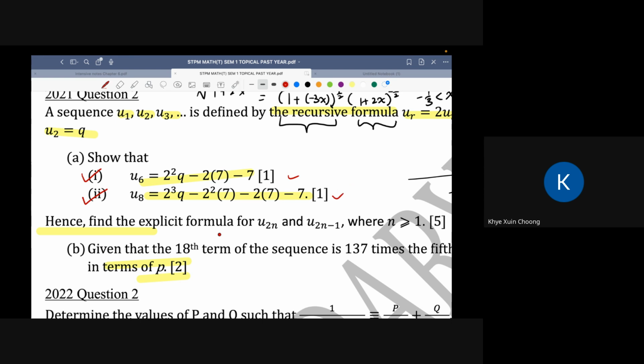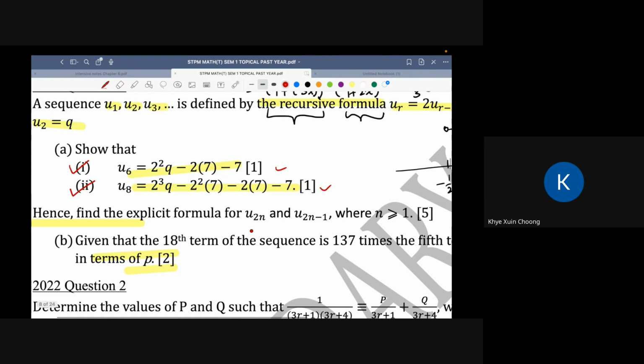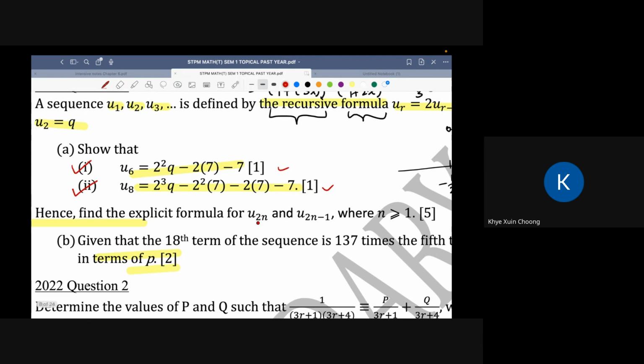And hence find the explicit formula for u2n and u2n minus 1. What is 2n and 2n minus 1? 2n actually means even number. 2n minus 1 actually means odd number. Over here we have even number terms, right? We can try to find for u2n. Then later you can try to find for odd number.